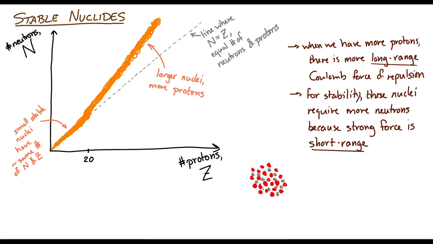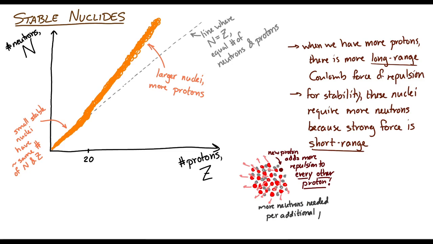So if we add a proton to a nucleus, that's going to add quite a bit to the amount of repulsion that's experienced. Every other proton will feel more repulsion. But because the strong force is a very short-range force, we need more neutrons to be added per additional proton as the proton number gets very large.